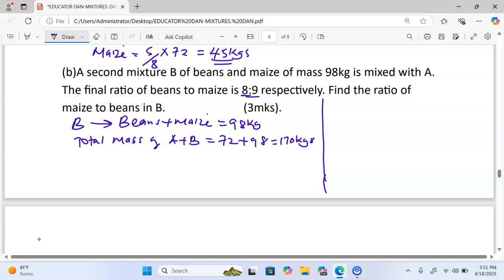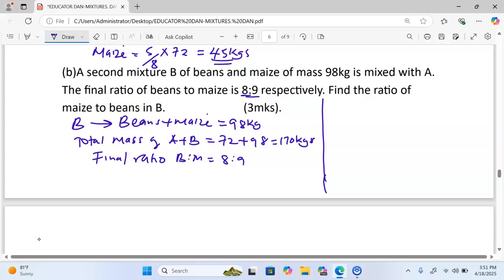We can now start by looking at the final ratio. The final ratio of beans to maize, that is of B to M, is 8 to 9. So this final ratio contains part of the components of A and B.